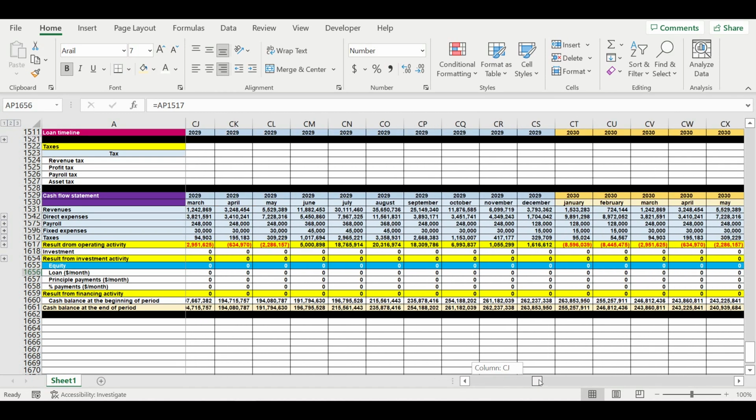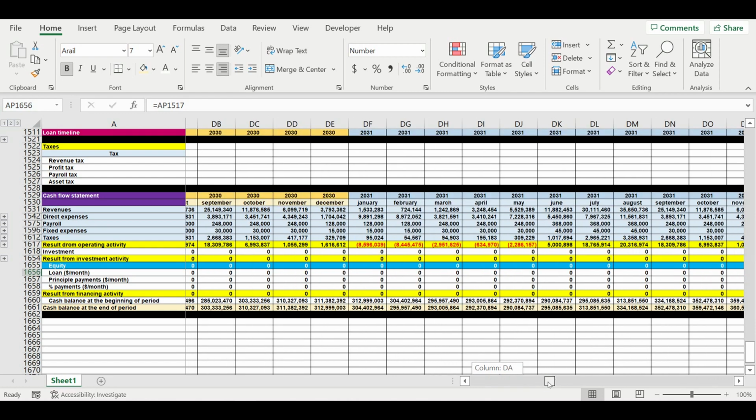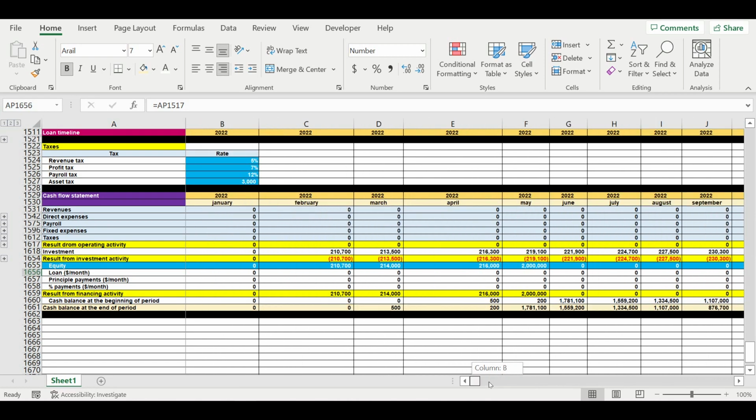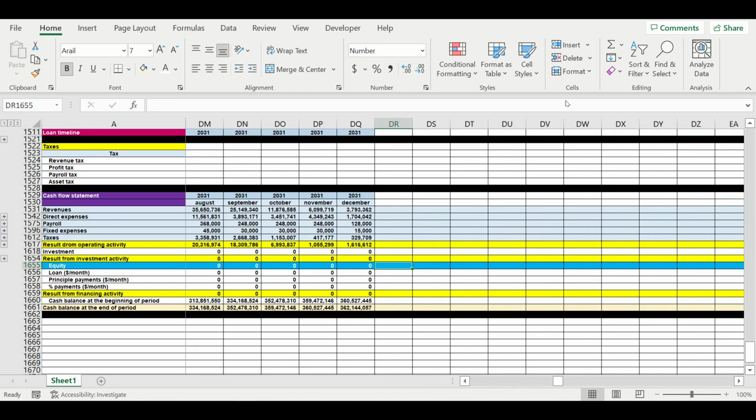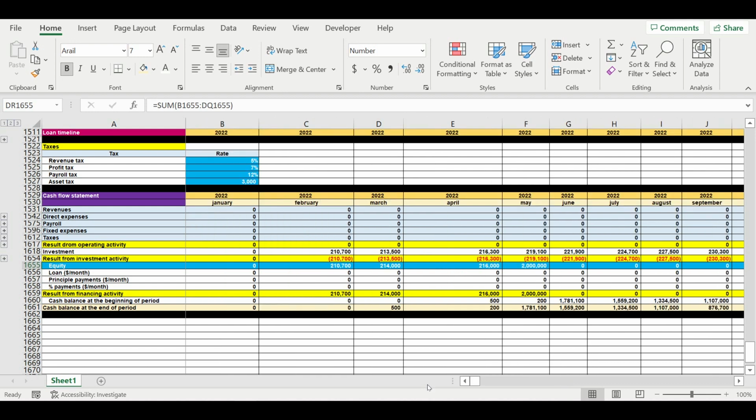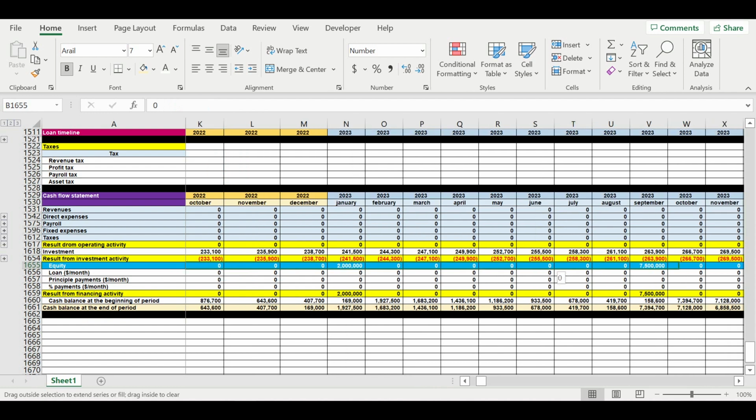So here we don't have any more. We go to the line and create a total of all the money that was spent from our pocket or taken from an investor. Now we know that we need 24 million to start this factory.